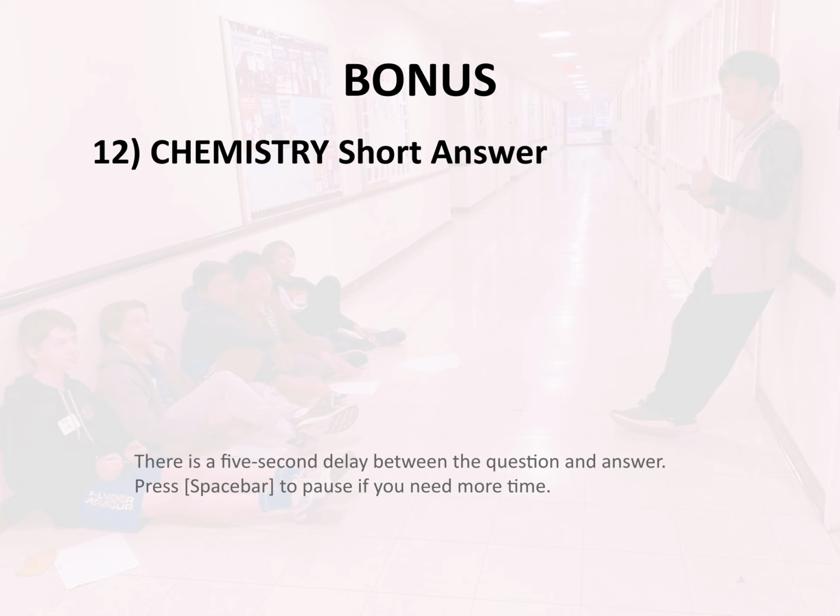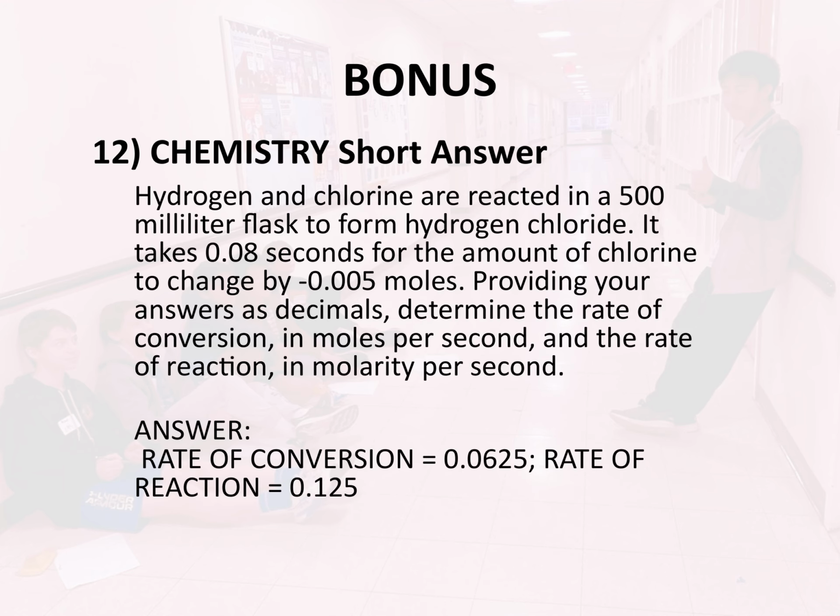Bonus 12. Chemistry. Short answer. Hydrogen and chlorine are reacted in a 500 milliliter flask to form hydrogen chloride. It takes 0.08 seconds for the amount of chlorine to change by negative 0.005 moles. Providing your answers as decimals, determine the rate of conversion, in moles per second, and the rate of reaction, in molarity per second. Answer. Rate of conversion equals 0.0625, rate of reaction equals 0.125.